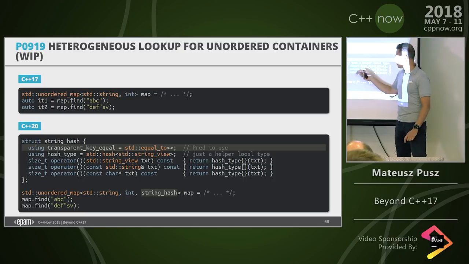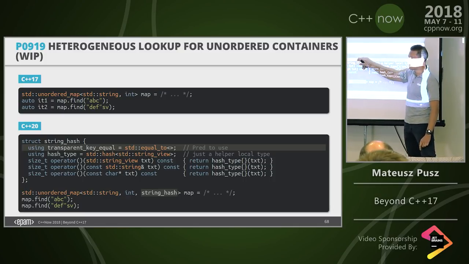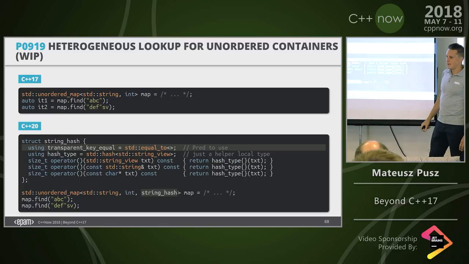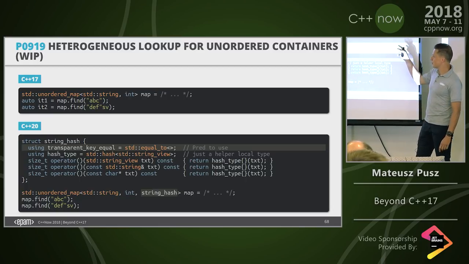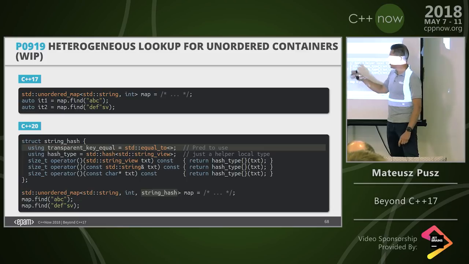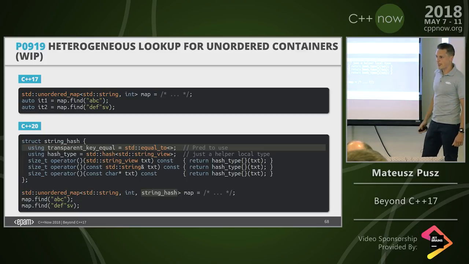Also, if the comparator provided here is not a transparent one, you will also have a compile time error. Because in order for the feature to work, you have to have a transparent comparator and hasher supporting all of those types.